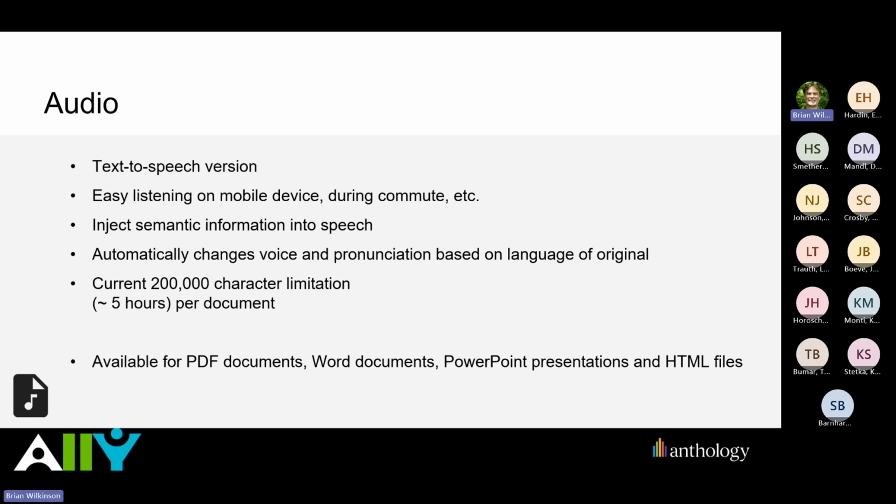There's a current 200,000 character limitation, which works out to about around 5 hours per document. This was recently raised about maybe 3 or 4 weeks ago. It was 100,000 characters, so it's been recently doubled. Typically, however, we don't see faculty created content hitting that limit. More often, it's publisher content that runs into that. So if 5 hours is not enough, right now the workaround is to manually break that content up into smaller documents and post those to Brightspace.